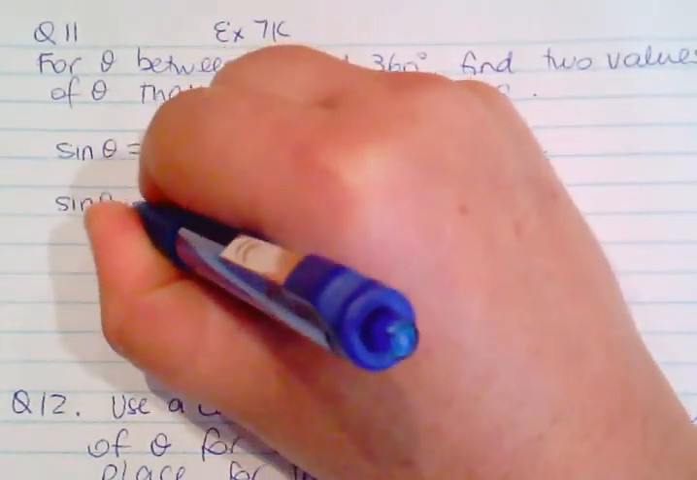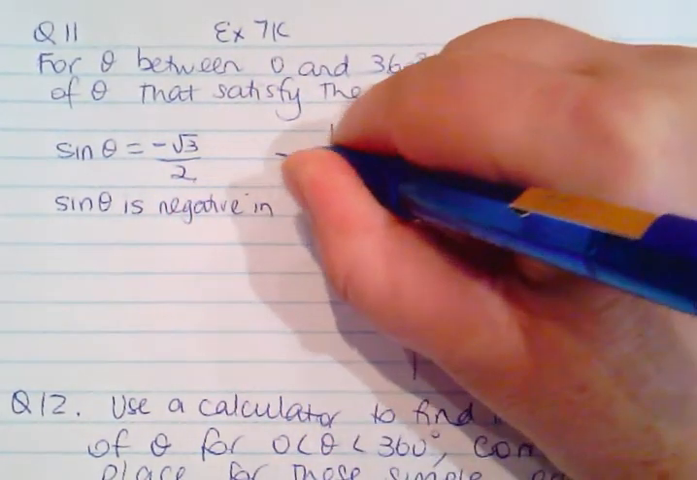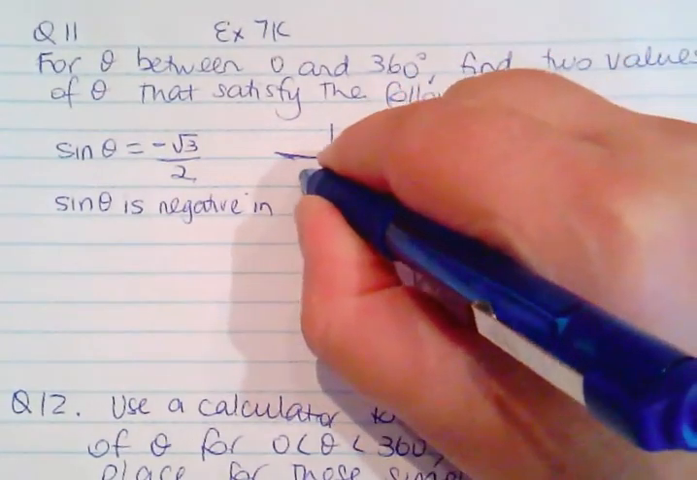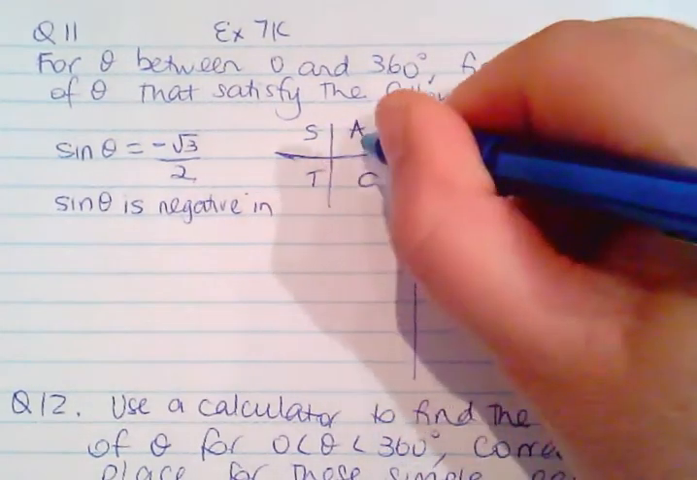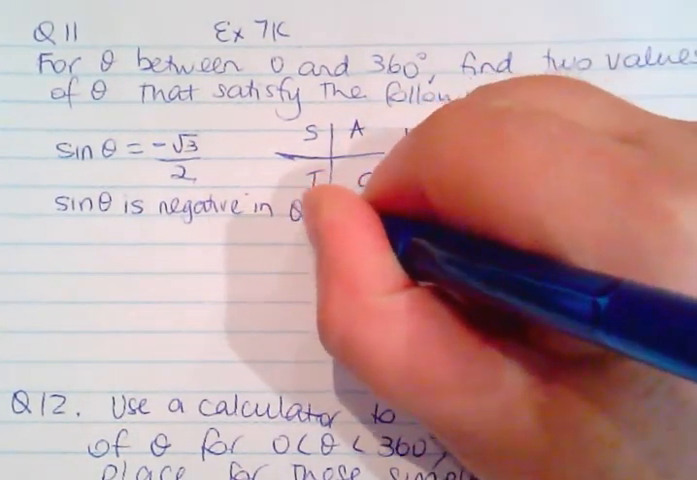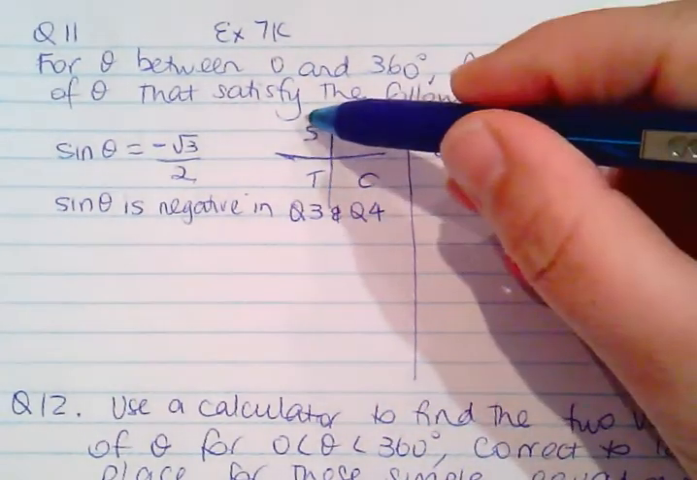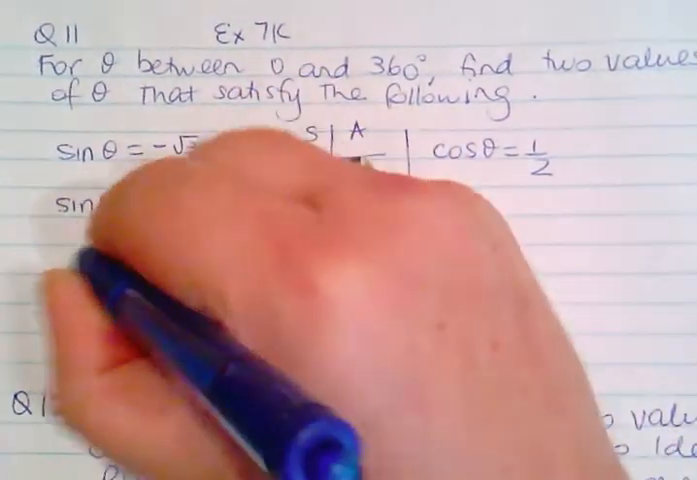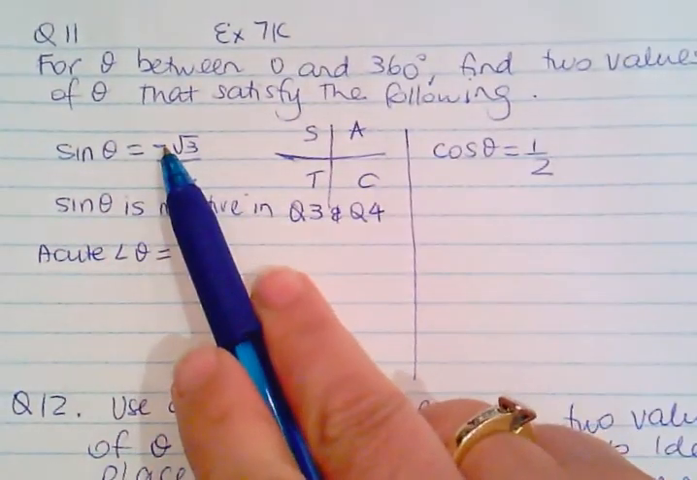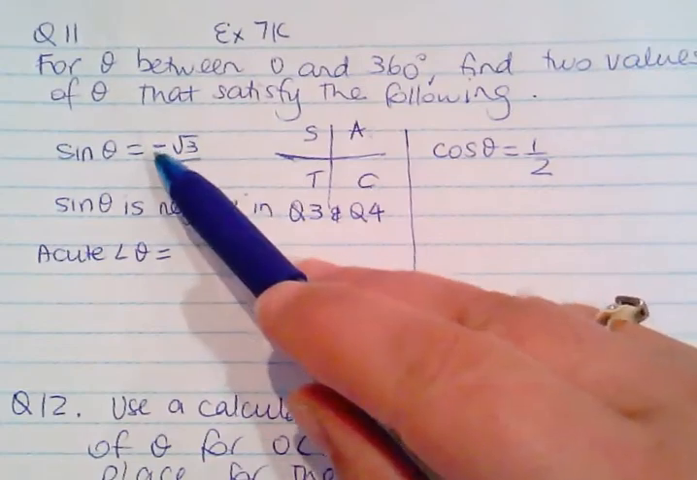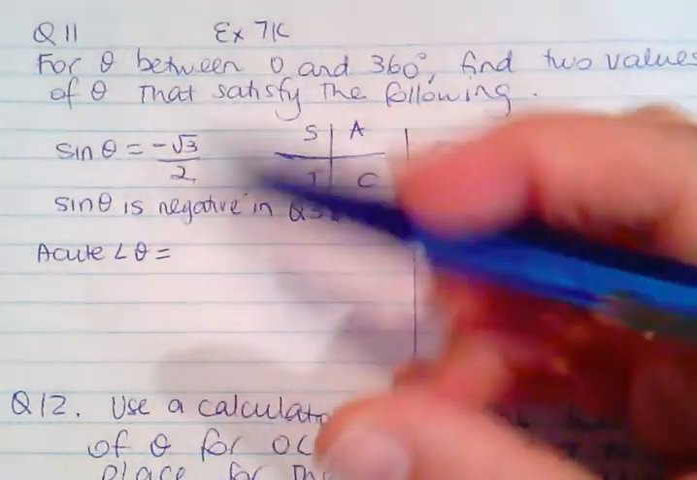So we need to see which quadrants sine theta is negative in. Remember we've got all stations to central, so sine theta is negative in quadrants 3 and 4, because all of the ratios are positive in quadrant 1, and only sine is positive in quadrant 2. But we need to look at what the acute angle for theta is. The negative just tells you what quadrants your angle lies in. So now we pretend that the negative's not there, and we say sine of what is root 3 on 2.